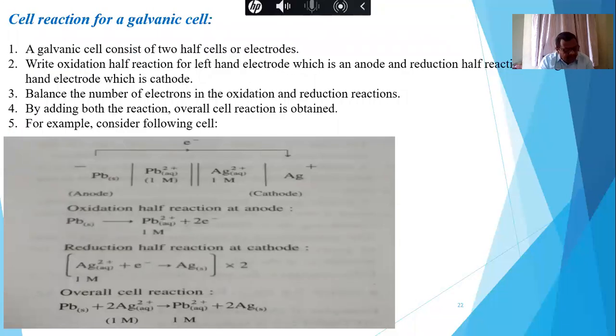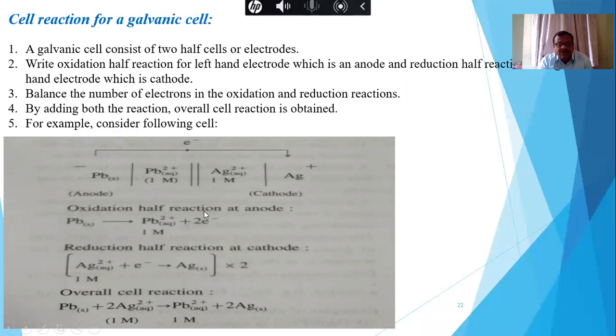Now we can have a second example. Suppose we have a cell where Pb is used as the anode and Ag is used as the cathode. Then the cell is represented with the negative electrode on the far left hand side, the positive electrode on the far right hand side, along with the two aqueous solutions of Pb2+ and Ag+, 1 molar, and the double vertical line which represents a salt bridge.